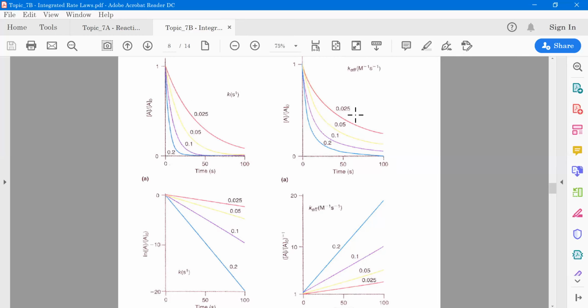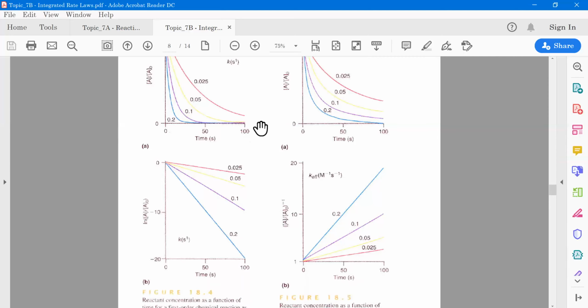For a second order reaction, the same general behavior is observed as for a first order, with increasing rate constant. The reactant decreases with time, and the higher the rate constant, the more rapidly it decreases with time. But as you can see, the curvature of the second order reaction for equal rate constants, say 0.025 versus 0.025 here, the curvature is greater for the second order reaction than it is for the first order.